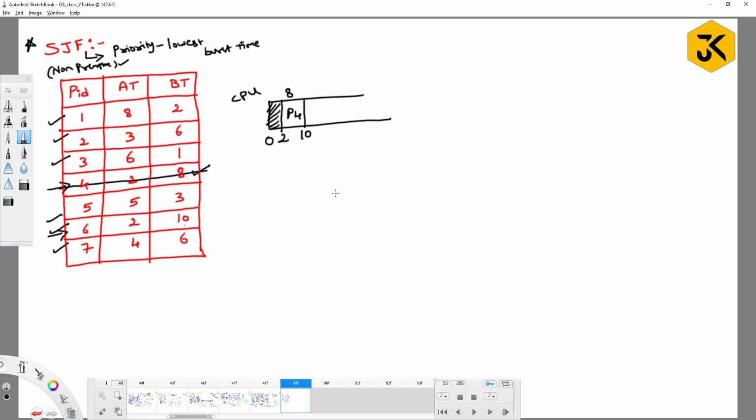Now how will it work? The process which has the least burst time. What is the process which has the least burst time? So give the chance to P3. It will be 1 unit, so it will be done by 11. And then give the chance to P1, and it will have 2 units of time and be done by 13. So it is done. Next give the chance to the process with 3 units. So P5 will run for 3 units, and that will be done by 16.